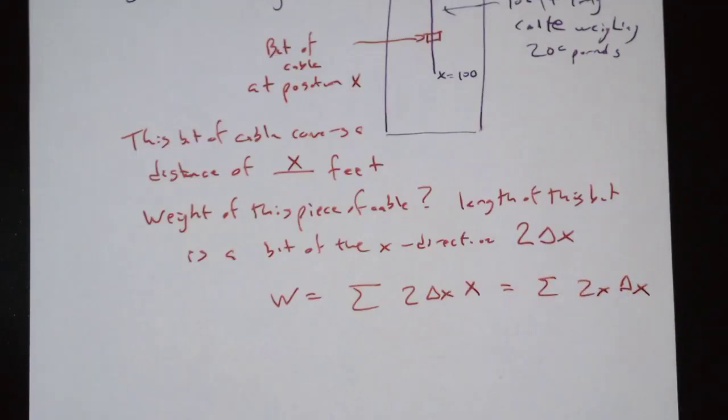Since I'm multiplying, it doesn't matter what order I multiply in. If I do this as a Riemann sum, I'm going to get an integral. The only question is, what are the bounds on that integral? What is the smallest distance any of my cable needs to move? Zero, because there's a piece of cable at the roof, right? What's the biggest distance a piece of cable needs to move? There you go.